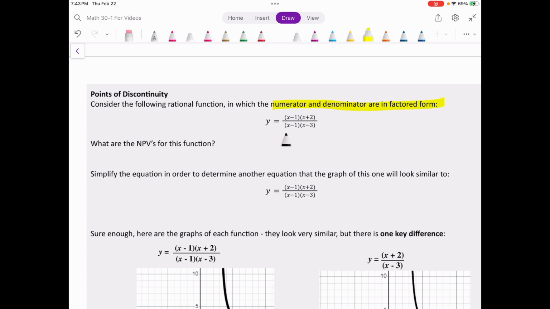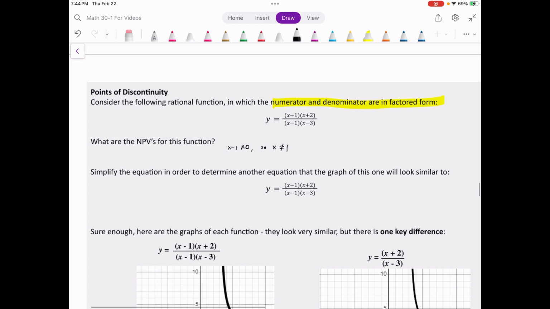Well, we're not allowed to divide by 0, right? So I see two ways where we could be dividing by 0, right? If x minus 1 were 0, or if x minus 3 were 0. So that means x minus 1 is not allowed to equal 0, and therefore x cannot equal 1. That's one non-permissible value. If x is 1, I'm dividing by 0, okay? But also, x minus 3 is not allowed to equal 0, and therefore x is not allowed to equal 3, right? Two NPVs. X cannot be 1, x cannot be 3.